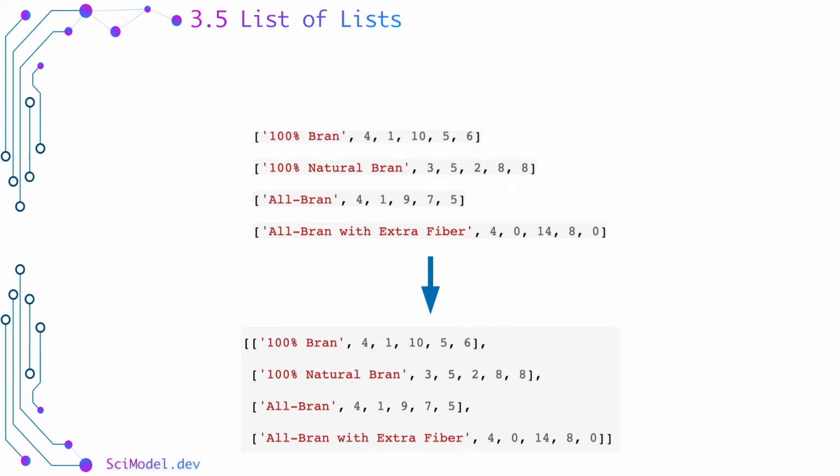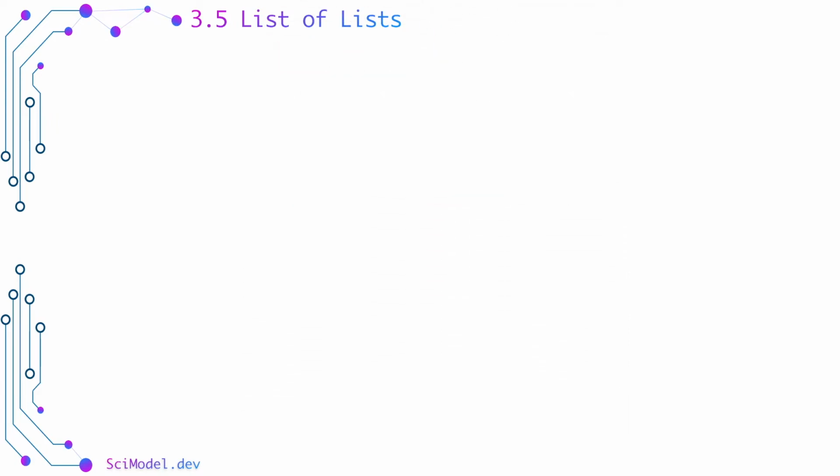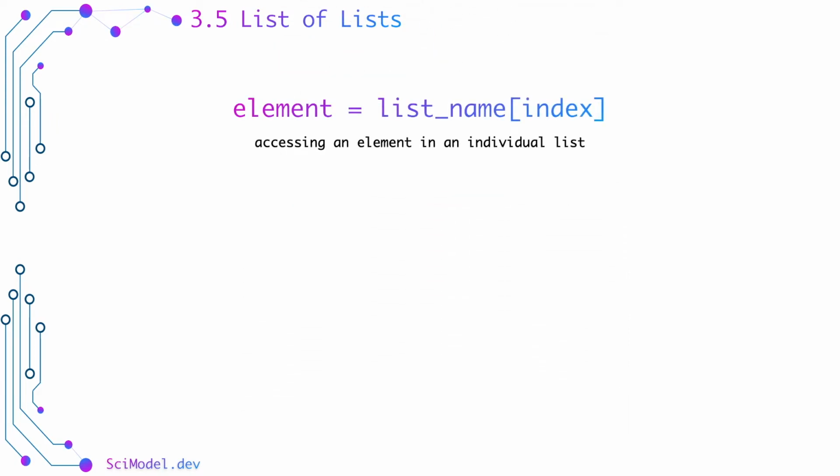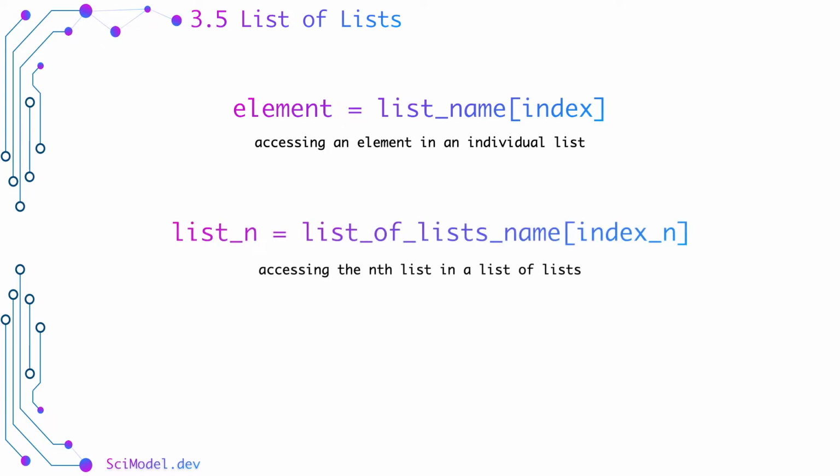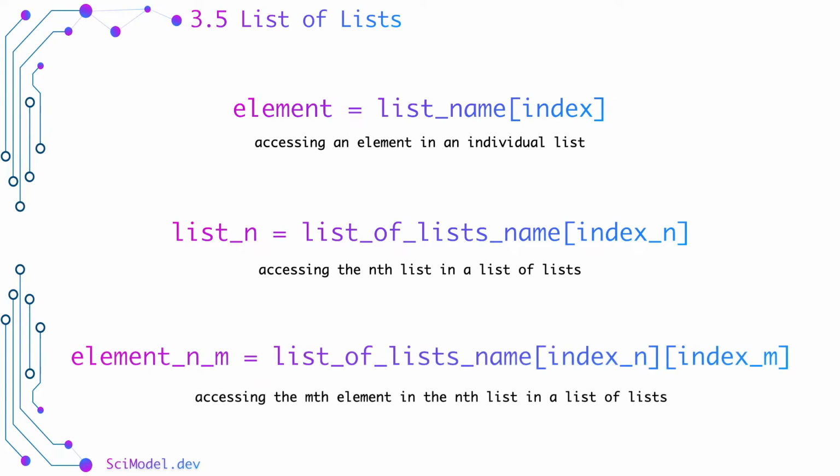Now, having seen the syntax of a list of lists, you need to know how to access the elements inside the list of lists. Previously, we saw that we can access an element in a list using an index with this syntax. However, in the case of a list of lists, when using the same syntax, you will access the nth list in the list of lists. Therefore, to access an element in a list inside of a list of lists, you need two indices to do so. The first index is to access the nth list in a list of lists, and the second index is to access the nth element in the nth list.